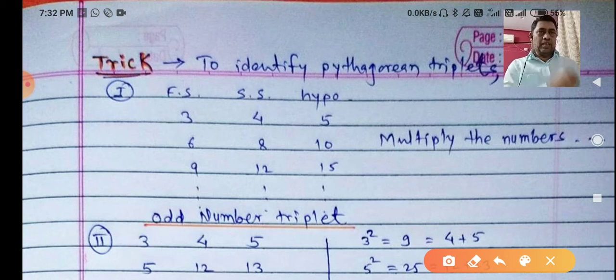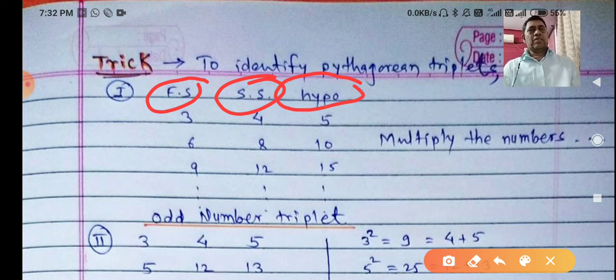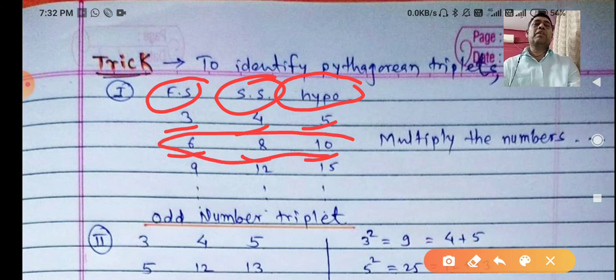So in that triplet, one is the first side, another is the second side, and the third one is the hypotenuse. So the greater number is the hypotenuse, and the remaining two are the first and second sides. So I write the first triplet 3, 4, 5. We multiply it by 2, 3, 4 and so on. Then we get other numbers. 3 twos are 6, 4 twos are 8, 5 twos are 10. So 6, 8 and 10. This is also a Pythagorean triplet.